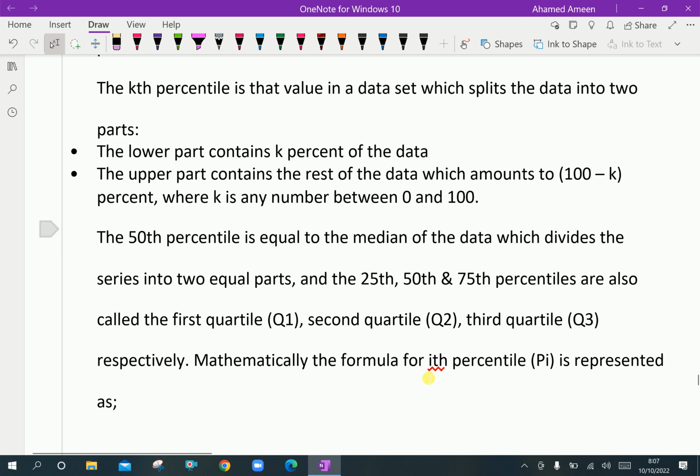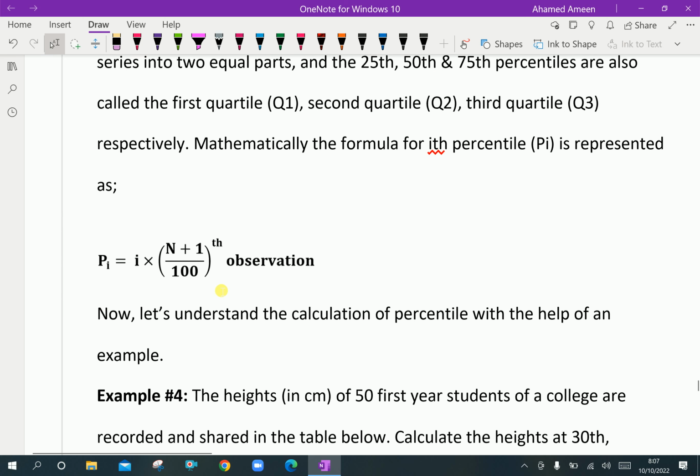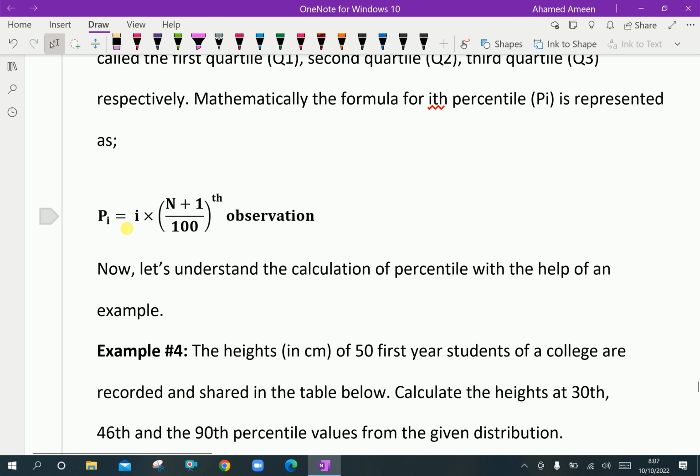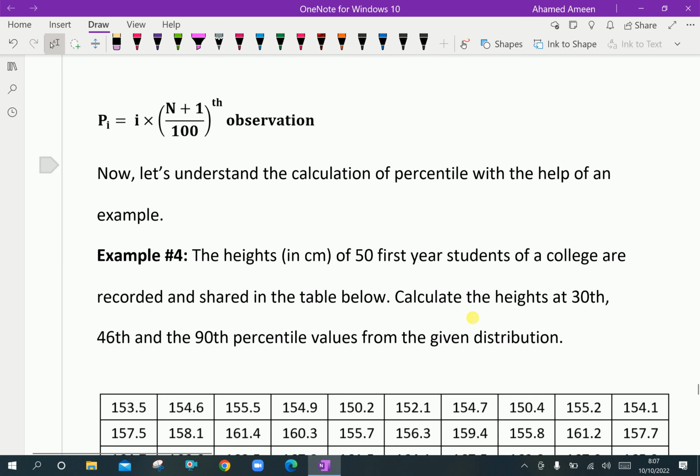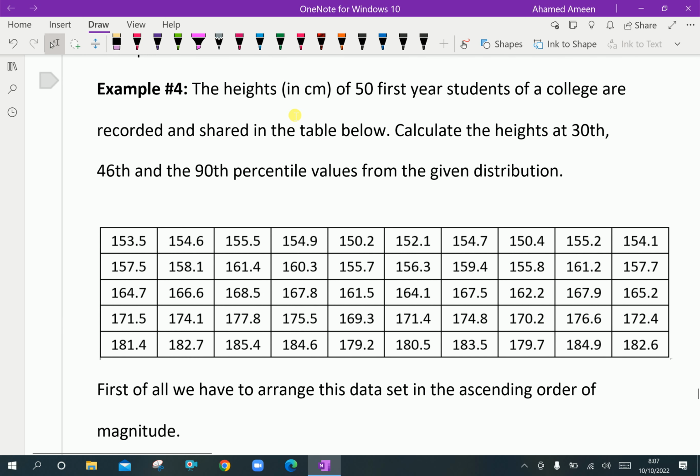Mathematically, the formula of the ith percentile Pi is represented as follows. Pi equals i into (n plus 1) divided by 100th observation. Here i changes from 1 to 99. Now let's understand the calculation of the percentile with the help of an example. Look at this example. The heights in centimeters of 50 first year students of a college are recorded and shown in the table below.